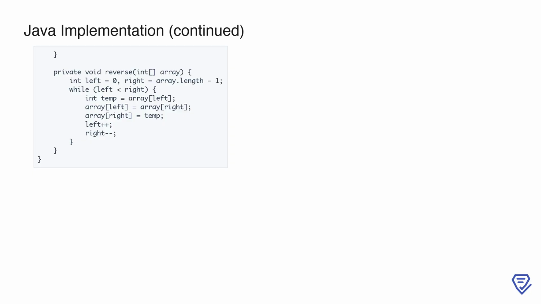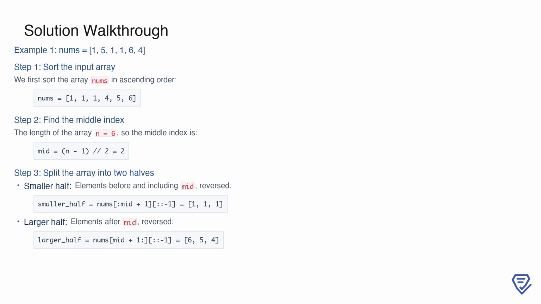The reverse method is crucial for rearranging the two halves of the sorted array before they are merged in wiggle order. By reversing each half, we ensure that the smallest numbers alternate with the largest numbers during the merge, achieving the desired wiggle pattern. To solve Wiggle Sort 2, let's start with the first example where nums equals 1, 5, 1, 1, 6, 4. The first step is to sort the input array in ascending order. Once sorted, nums becomes 1, 1, 1, 4, 5, 6.